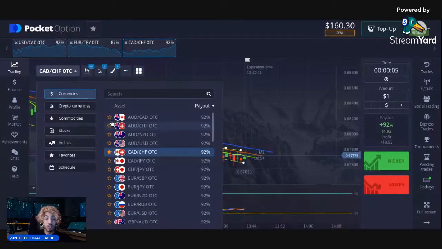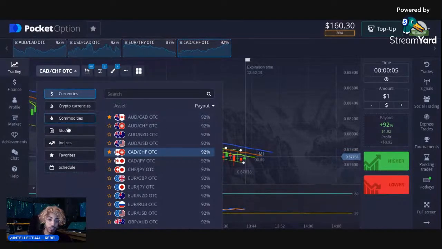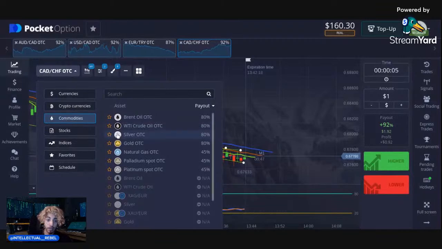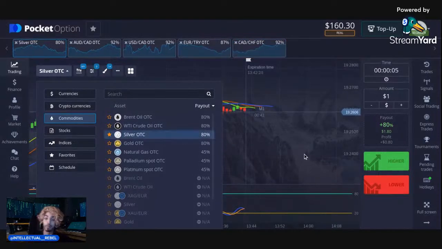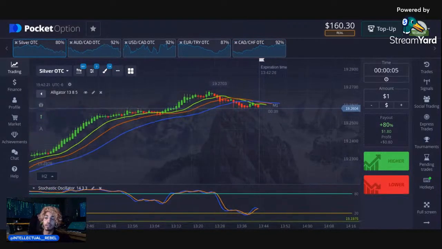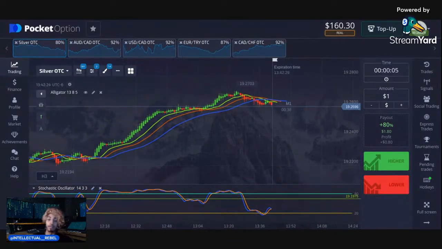So I'm gonna switch it up. And I'm going to look at a commodity. I'm going to look at silver, because yesterday I did really, really well on silver. I think I made most of what I made, all of my flips were pretty much on silver.